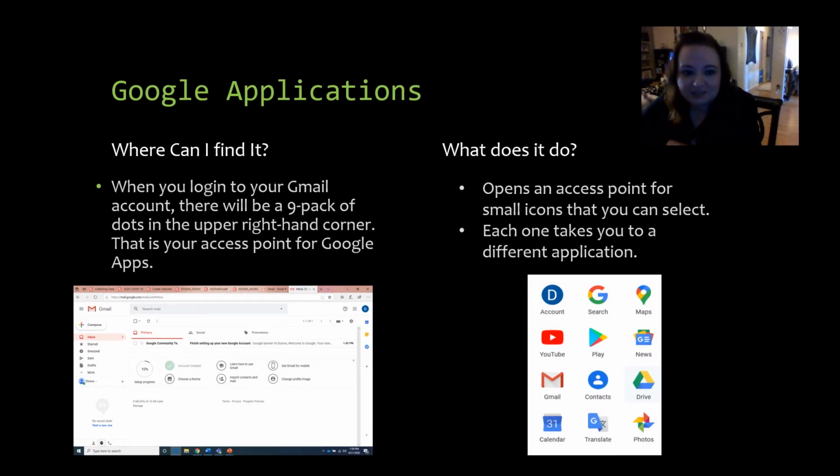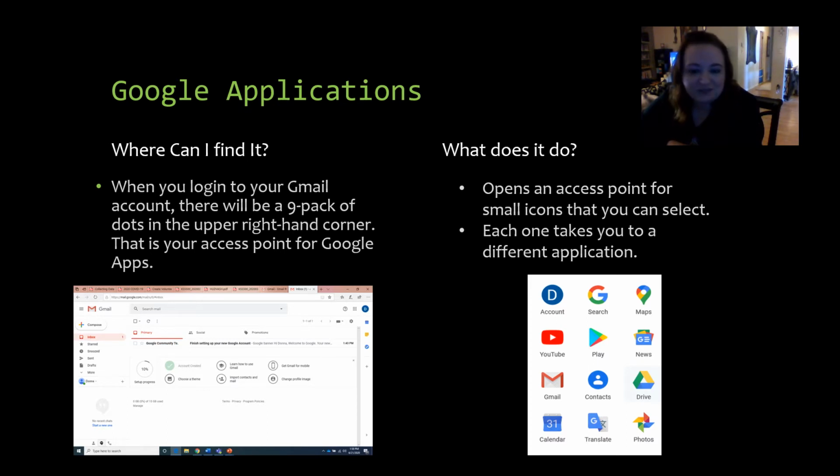Google Applications. Where do you find it? When you log into your Gmail account, on the top right-hand corner, there's what I like to call a 9-pack of icons. Since none of us are ever going to have a 9-pack in our lives, might as well have something fun, right? When you log in, you'll see that at your top right-hand side corner of your Gmail account.